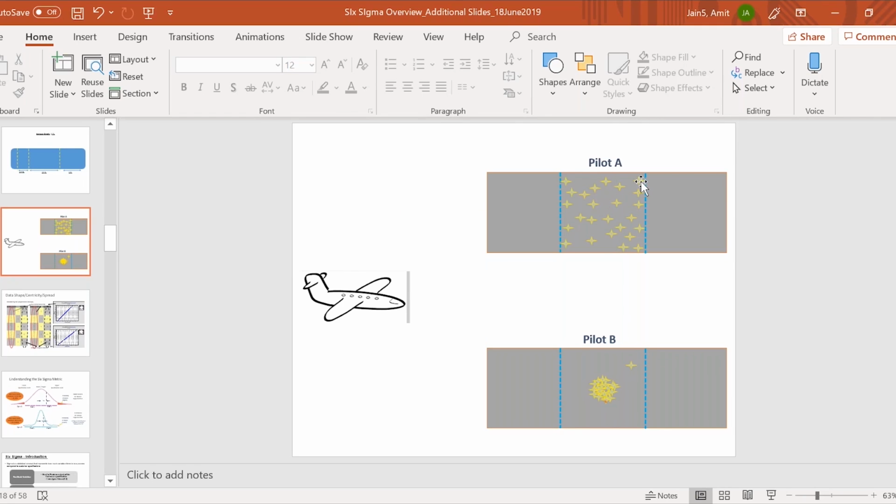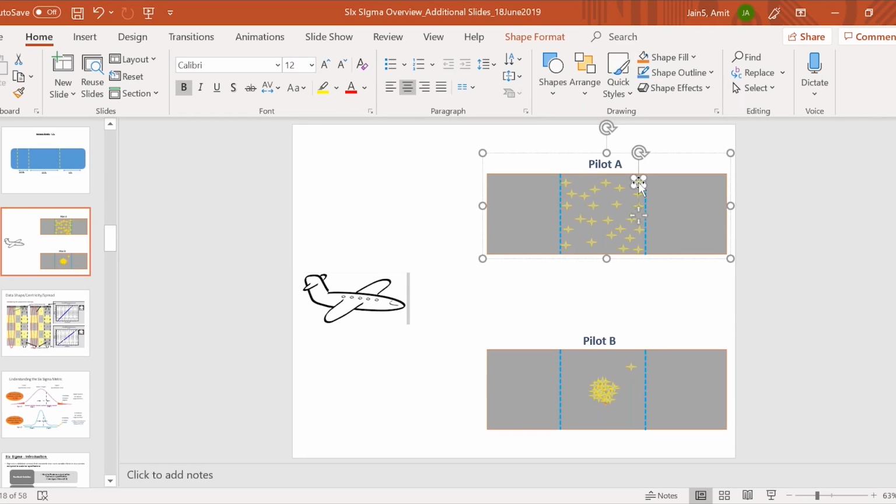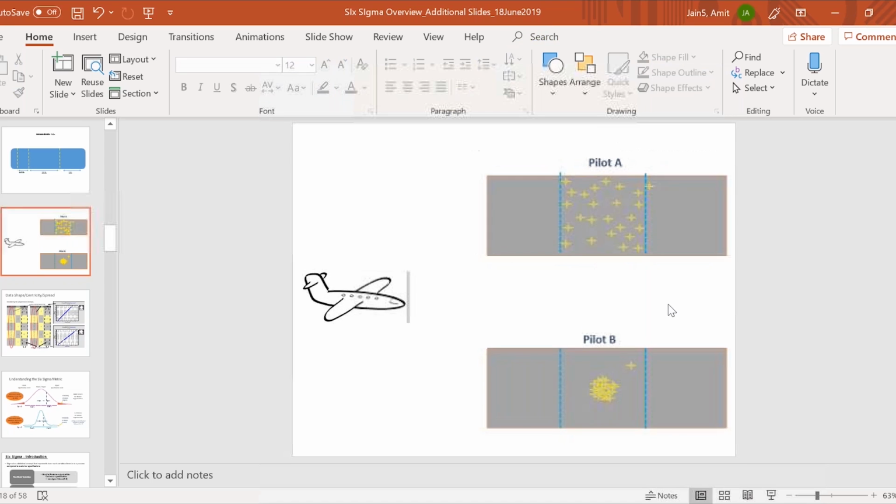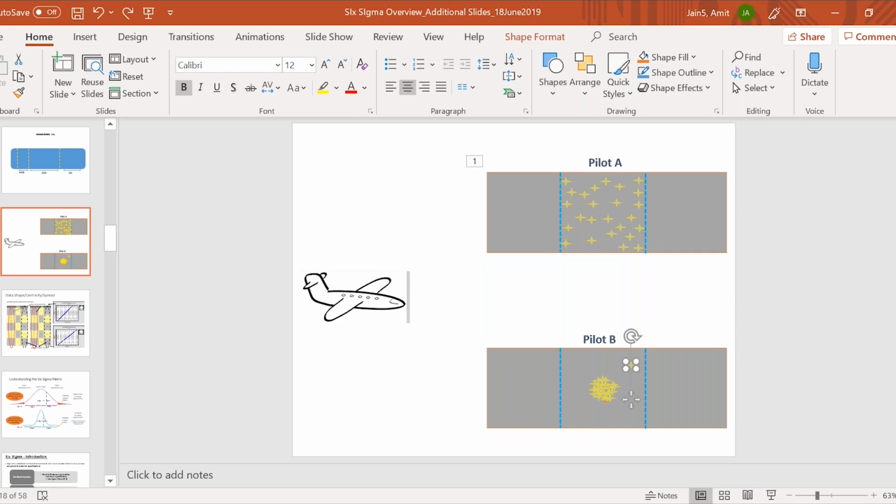Whereas pilot A is all over the place. The moment he goes a little beyond, boom, the plane crashes. There is no consistency whatsoever. As a customer, you would always look for consistency. You would not be bothered about the average. Whatever it is, you would always be bothered more about the consistency, because consistency, or the standard deviation, is what you would experience.